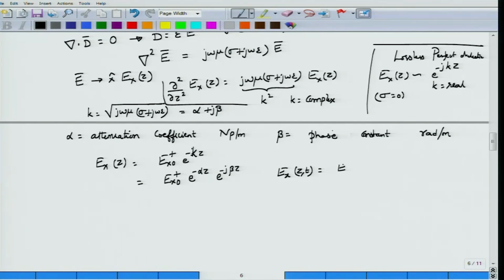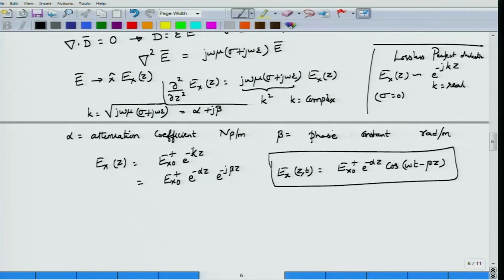So you will get Ex0 plus e power minus alpha z, I am assuming that this amplitude is still real, times cos(omega t minus beta z), right. So this equation for the electric field component of this plane wave propagating inside an imperfect dielectric is very similar to that of a perfect dielectric propagation, except that the amplitude is actually decaying as a function of z, right. So you see that this exponential minus alpha z is there.